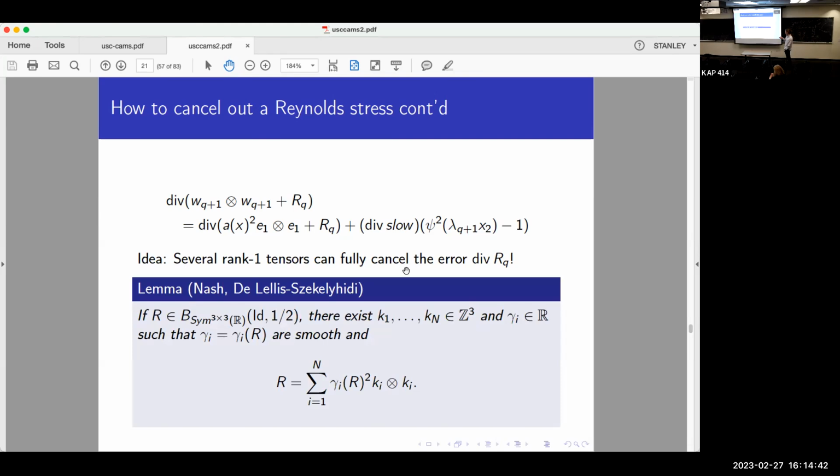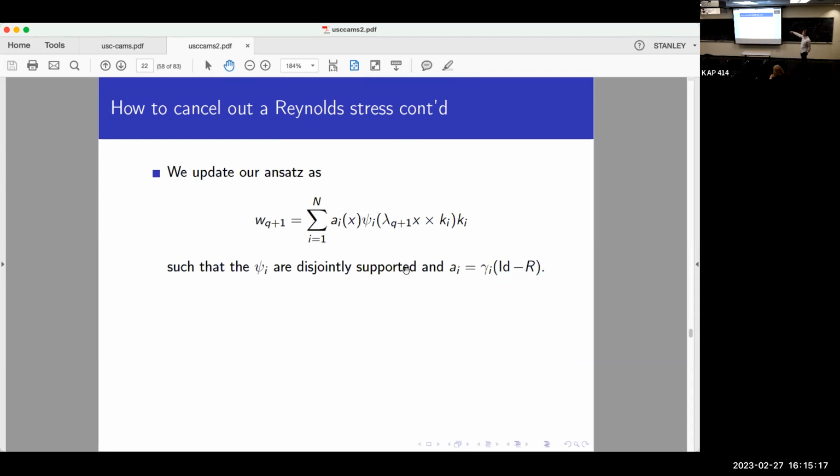If you give me an arbitrary positive definite symmetric matrix, then you can write it as a positive linear combination of rank 1 matrices. It's just some finite number. And moreover, as long as you choose your tensor to be away from 0, you can make it so that these coefficients vary smoothly as a function of the tensor. So this is a decomposition that Nash already was using back in his isometric embedding proofs. So by writing a combination of these things, we can choose things that are going to cancel out R.